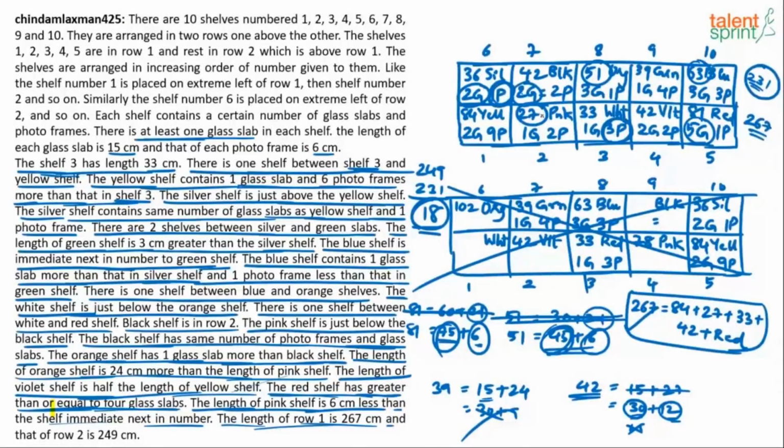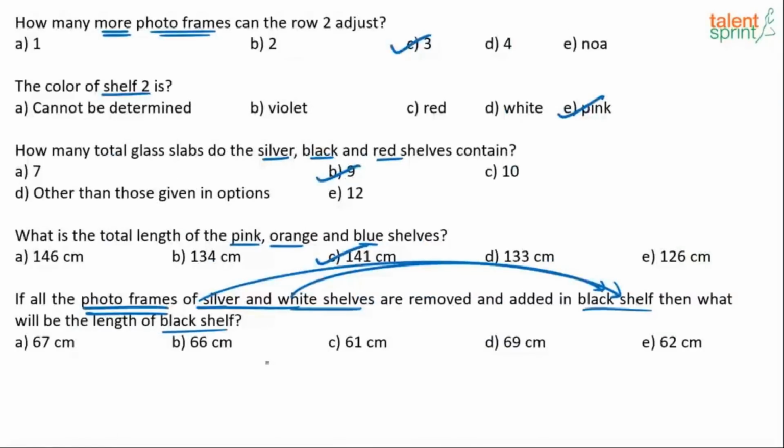So 1 plus 3, 4. So black will have plus 4 photo frames. Already black is 42 plus 4 photo frames. See, 4 photo frames is equal to 24 centimeters. So 42 plus 24, 66. Option B will be the answer.